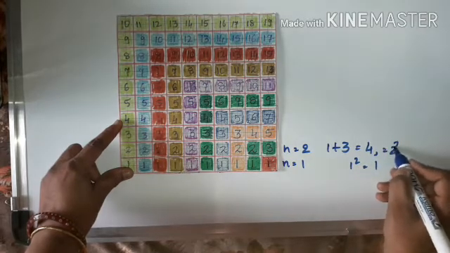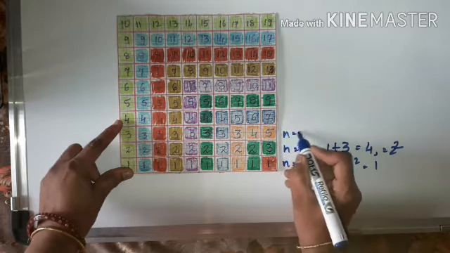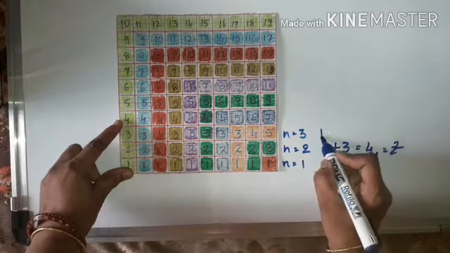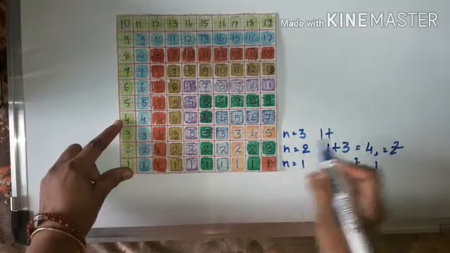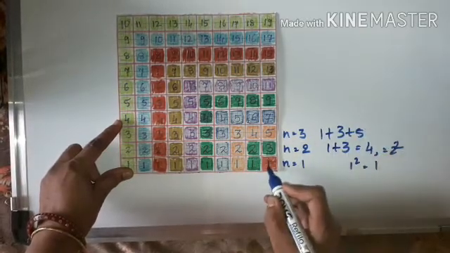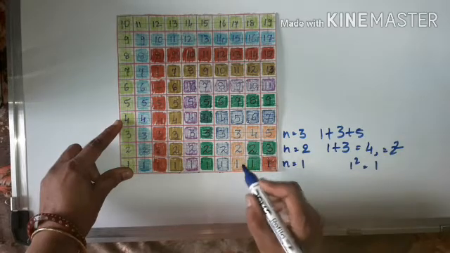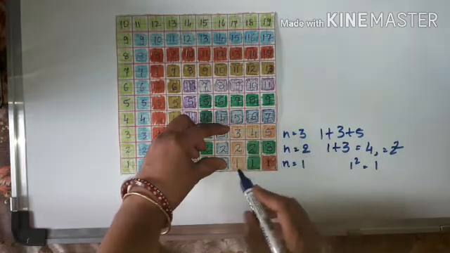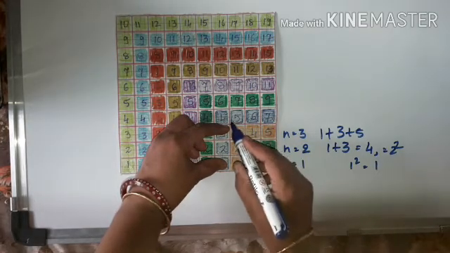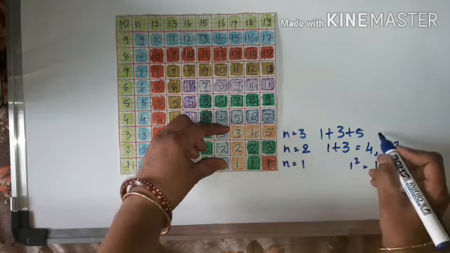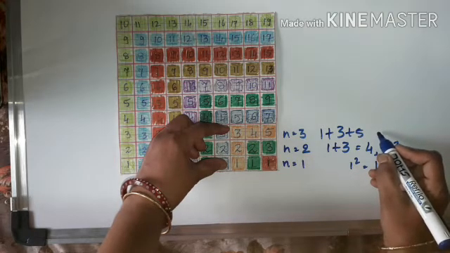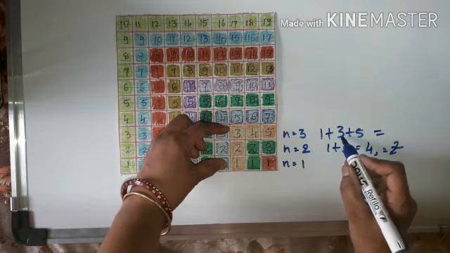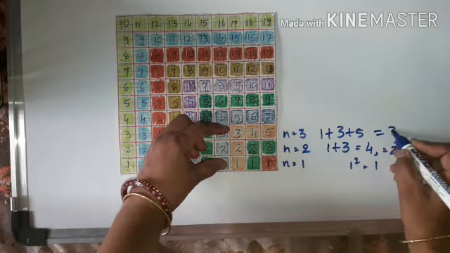That is 2 square. When n is equal to 3, that is, the first 3 odd numbers, you have to add 1 plus 3 plus 5. When you add 1 plus 3 plus 5, you will see this is a square with dimensions 3 into 3. So, that is n square, which is 9, the same as 3 square. Here you can see 5 plus 3, 8 plus 1, 9, that is 3 square.